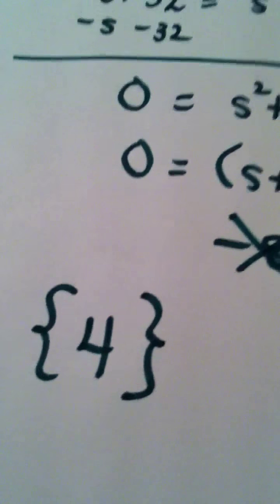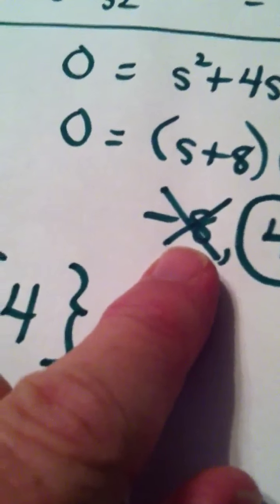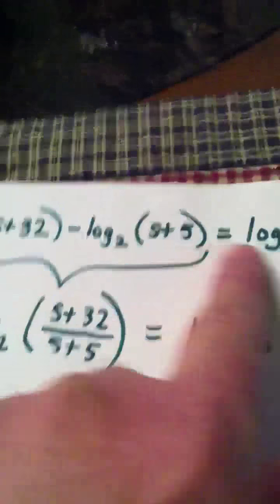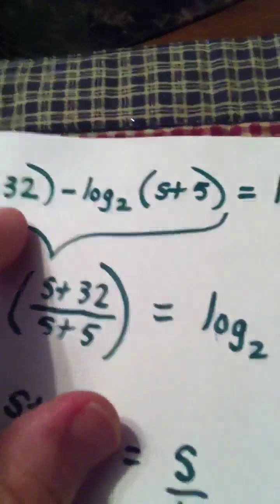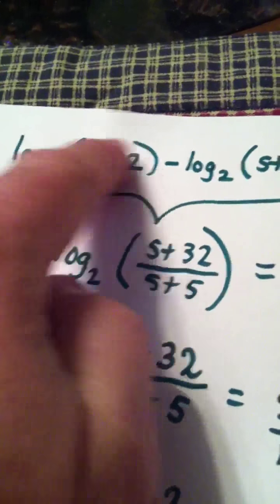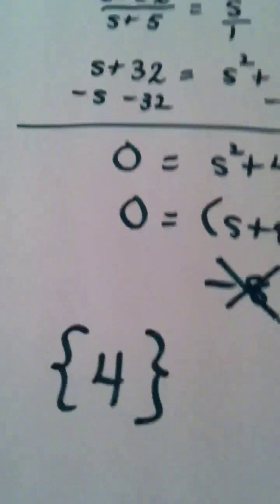Okay? Now, one of the things I want to caution you about, it's not always the negative answer that fails. Sometimes the positive fails and the negative works. What you have to do to decide is go back and check. And when you plug in whatever you think your answer is, this quantity needs to remain greater than 0, the same here, and the same here. Okay? So we are done.